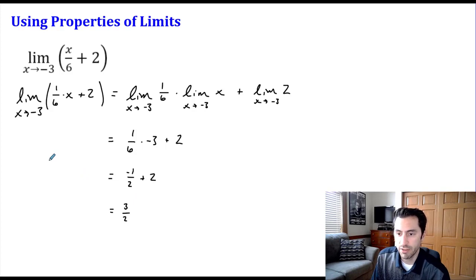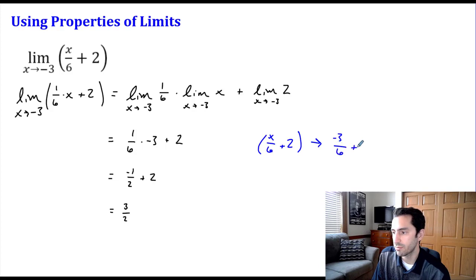Now, as I'm going through this, you may have noticed one thing. Our final answer here is what I would have got if I plug in -3 to my original function. So just to write that out here. So my original function, we have x over 6 plus 2. And if I just plug in -3 to that x value, I do end up with the same thing. I still get 3/2, which is a good observation to make.